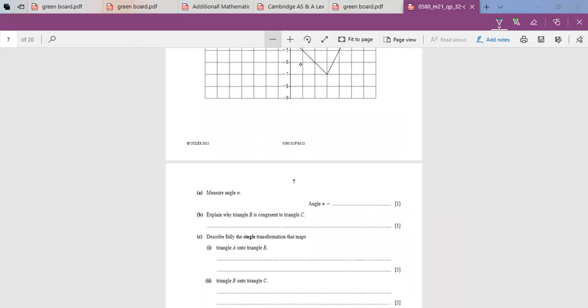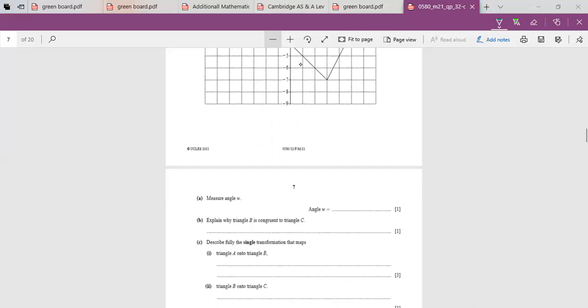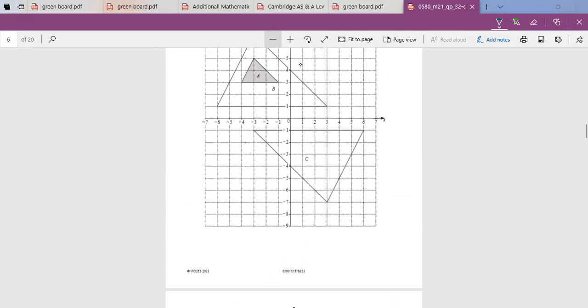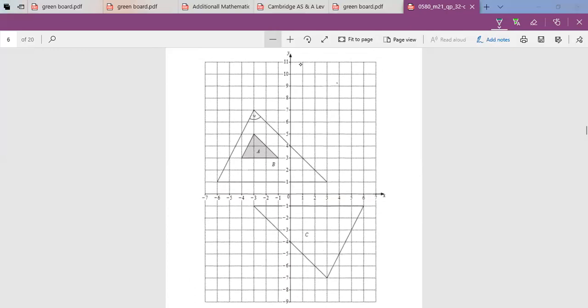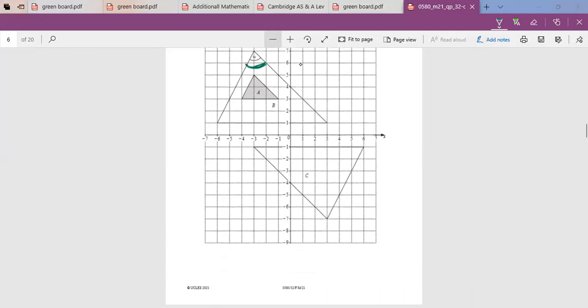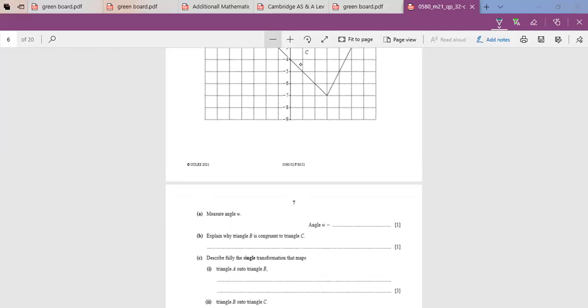A, measure angle W. You are supposed to use a protractor. When you measure this angle, it will be 72 degrees. All right, so here it is, 72 degrees.